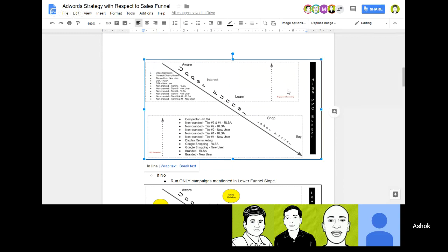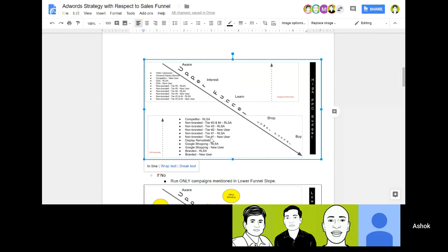Occasionally, you can also see sales coming up from upper funnel audience, and practically that would happen, but that's not our number one goal with upper funnel campaigns. The number one goal is definitely engagement. So branded new users, and then branded RLSA.